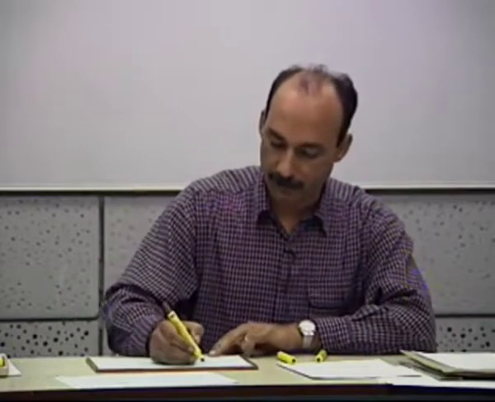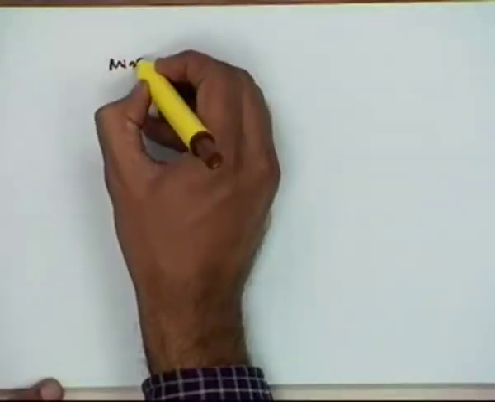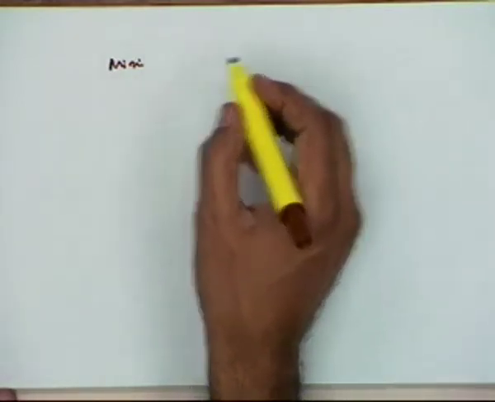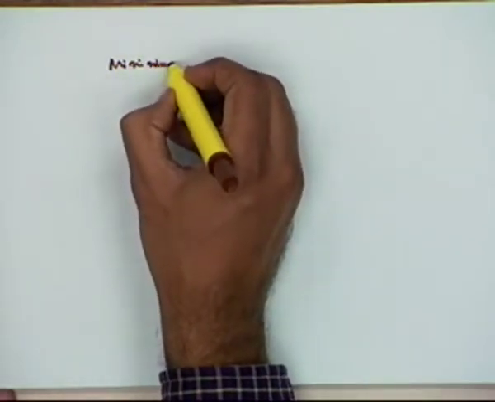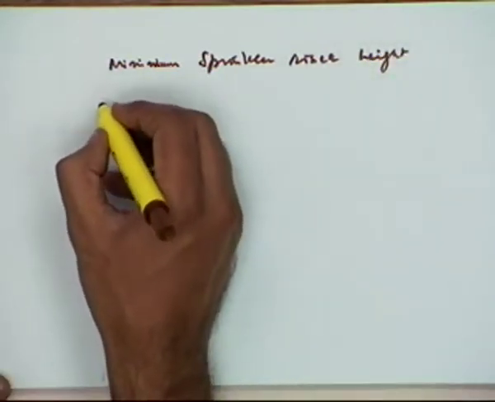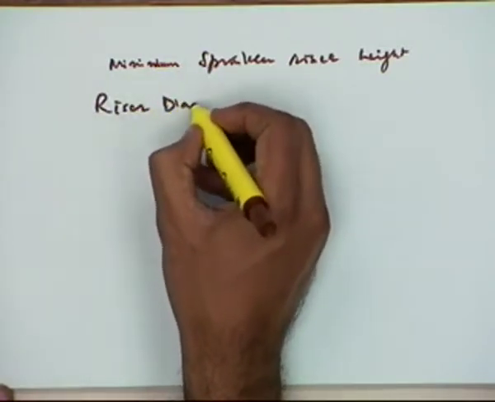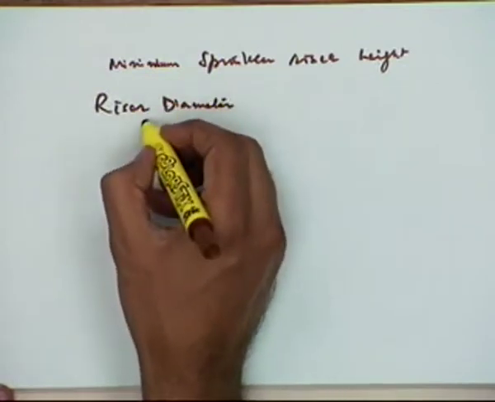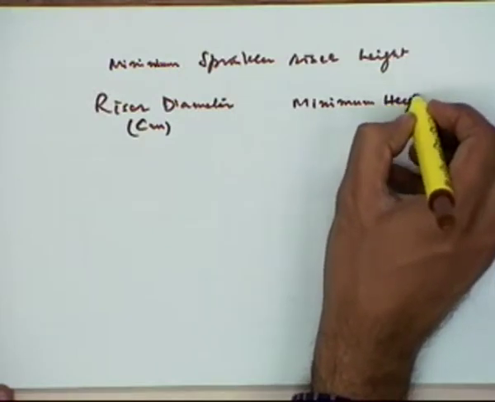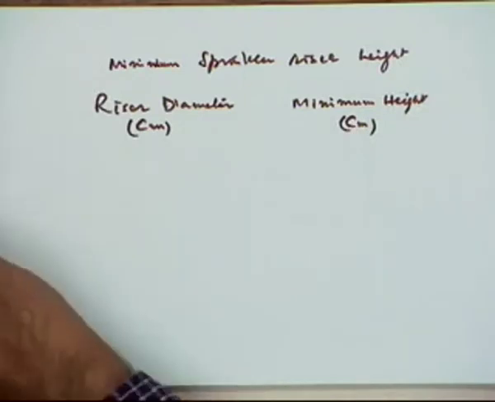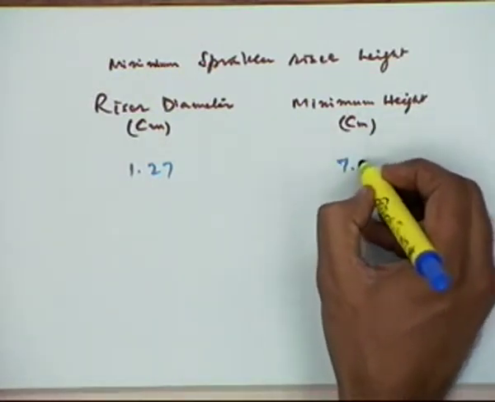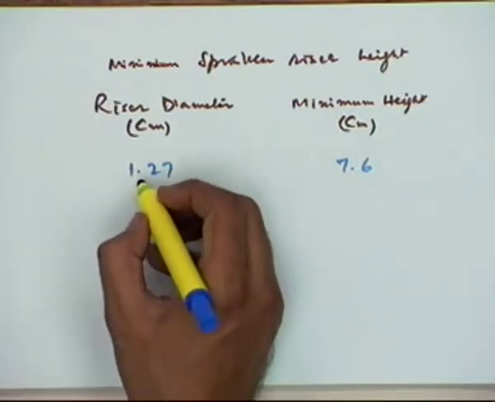Now, height of the sprinkler riser. There is a minimum sprinkler riser height which is recommended, which depends on the size of the pipe, the riser pipe diameter which is used. The minimum sprinkler riser height as a function of the riser pipe diameter is given in centimeters, and the minimum height is also given in centimeters. If the riser pipe diameter is 1.27 centimeters, the minimum height of the riser pipe should be 7.6 centimeters.